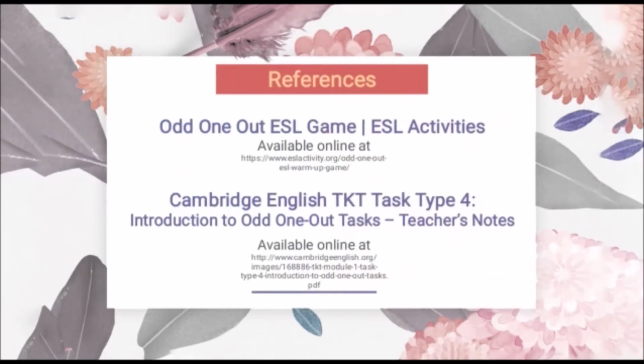Going to the last slide, the references. I got this strategy from an online article titled Odd One Out ESL Game, ESL activities, available online at the link you see on the screen. And then the next is Cambridge English TKT Talks Type 4, Introduction to Odd One Out Text and Teacher's Note, available online at the link you see on the screen.